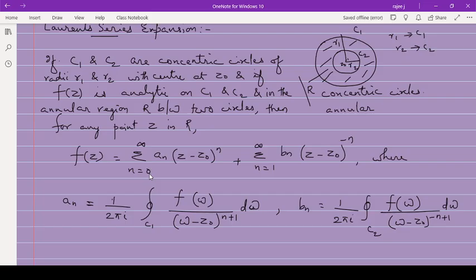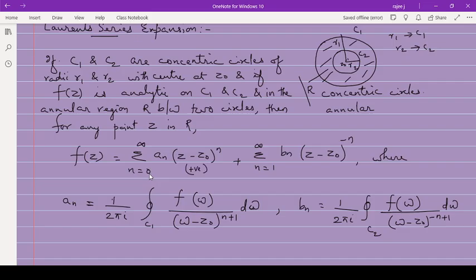If you look at this, you just have to check the function. Two concentric circles will be there, one with a small radius and one with the other radius, and the function f of z is analytic on C1, on C2, and between C1 and C2, in the annular region R. If z is any point in this annular region, then you can define f of z as the sum of these two series. In the first series it is raised to n, and here it is minus n. So this is a positive series.